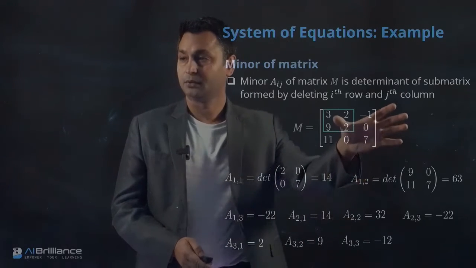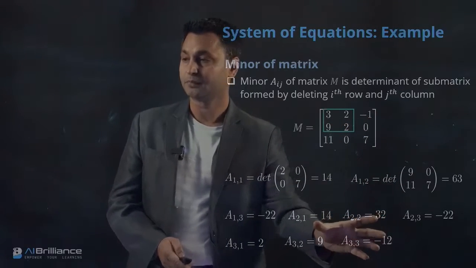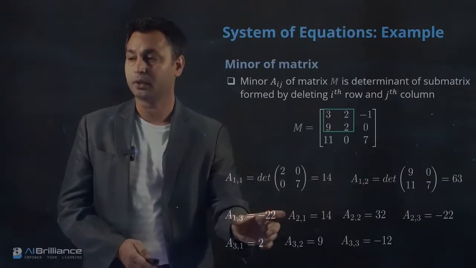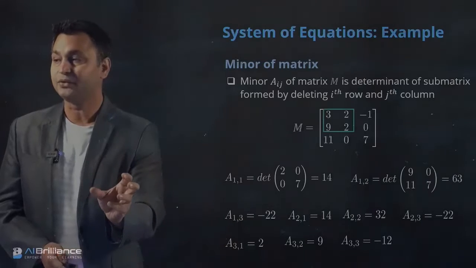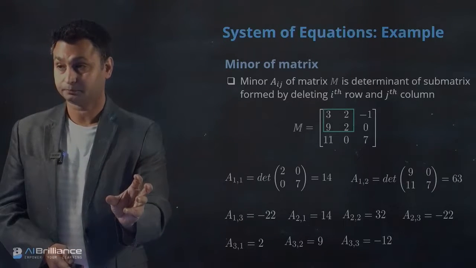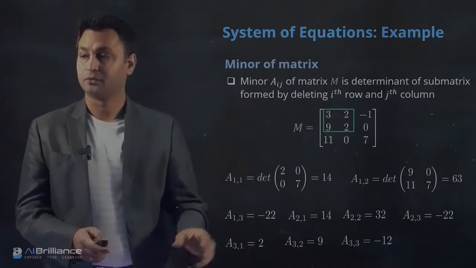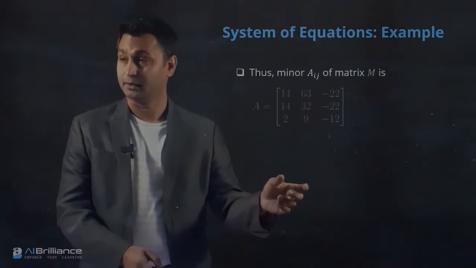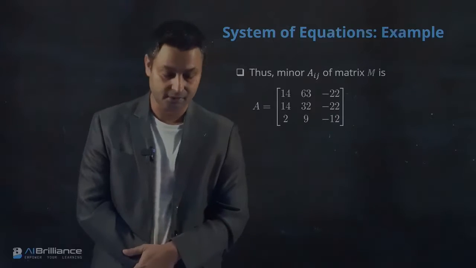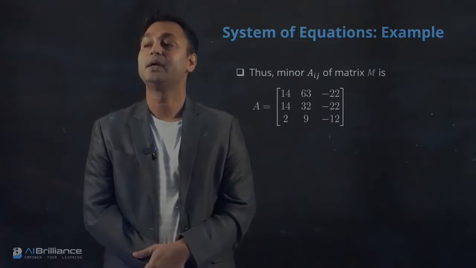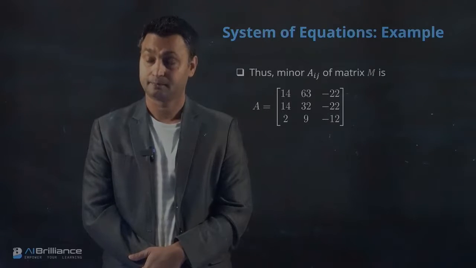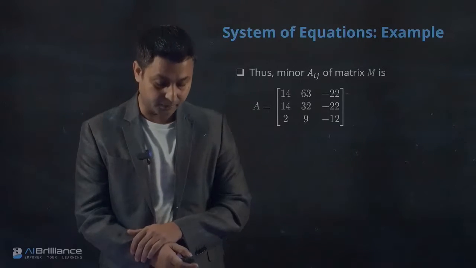So what we did, we took this matrix, we did the minor computation. Now we are taking all these elements A11, A12, A13, and using them to construct the matrix A. All these elements are now being assembled to compute this matrix A. So we got this matrix A here, and that is known as the minor Aij of a matrix M. So this is known as the minor of matrix M.